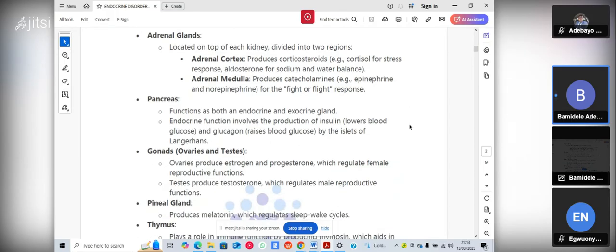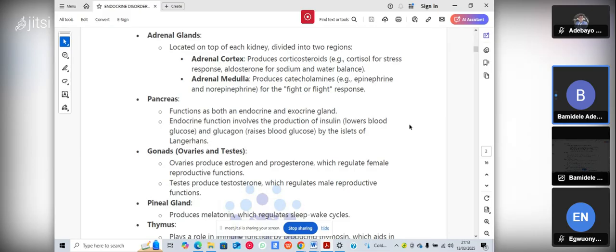We have another very important one, the pancreas. The pancreas helps in production of insulin. That's very, very common. Everybody knows the pancreas helps to produce insulin, but that is not the only function. It produces insulin and also glucagon. So when the blood sugar is high, insulin is produced into the bloodstream and helps to lower the blood glucose level.